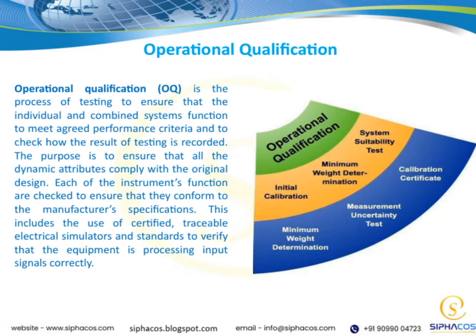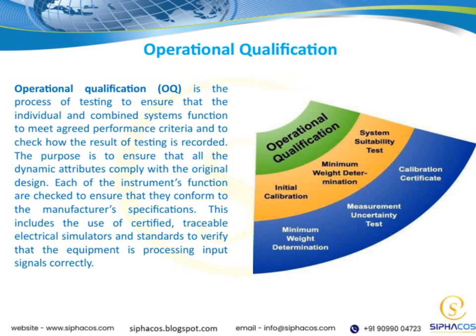Operational qualification, or OQ, is really about testing to make sure that both individual systems and their combined functions are working properly. It's not just about turning things on. It's about verifying that they meet the agreed-upon performance criteria. This process also involves checking how we record the test results, ensuring everything is properly documented. The main goal here is to confirm that all the dynamic attributes of the equipment are in line with the original design specifications.